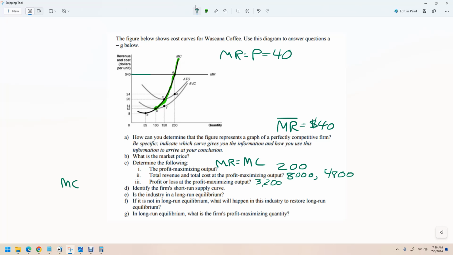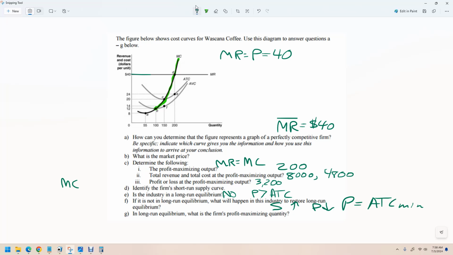Is it in long run equilibrium? The answer is no, and that's because price is greater than our average total cost. In the long run, new firms are going to enter, and that's going to wipe out the profits earned by this firm and other firms like it. You could say that the supply will increase and the price will fall. In the long run, the profit maximizing price is going to be where price equals the minimum of average total cost.